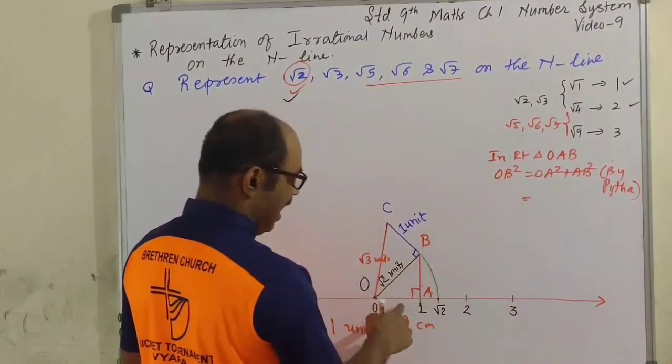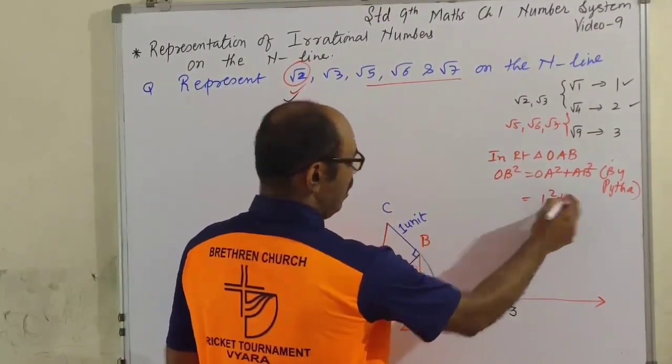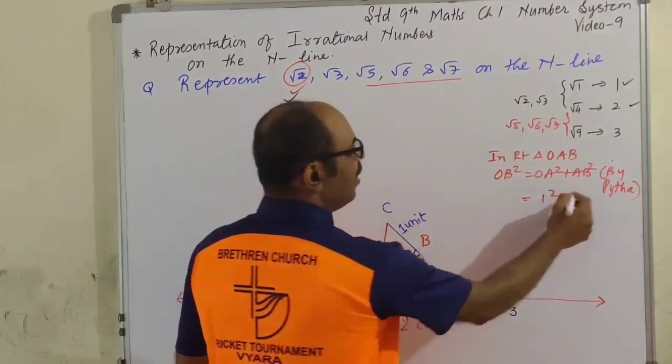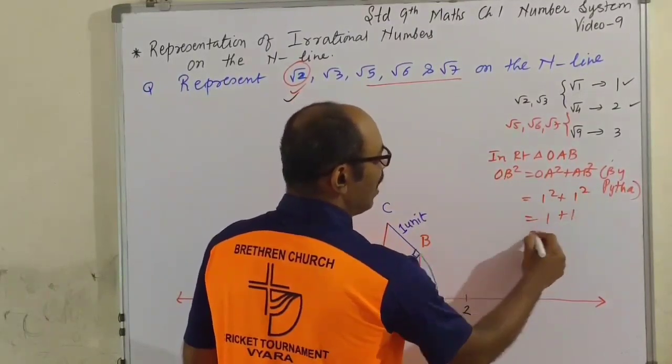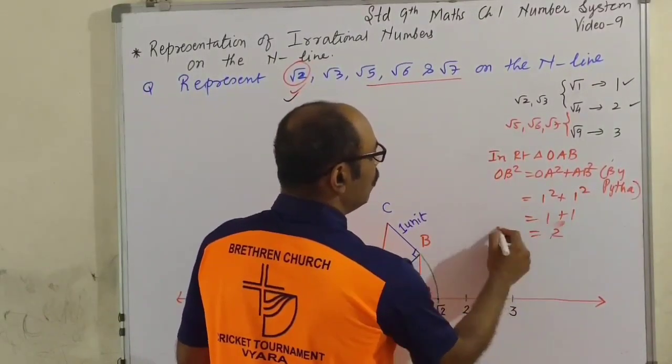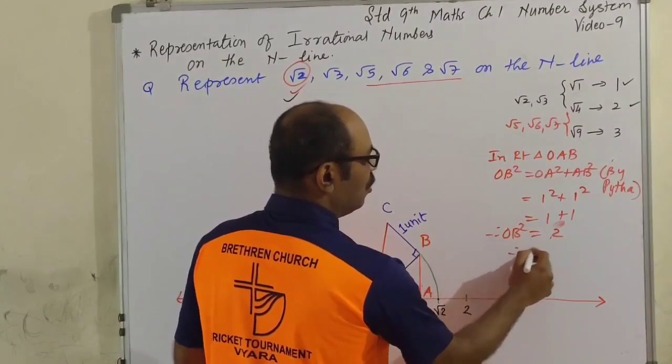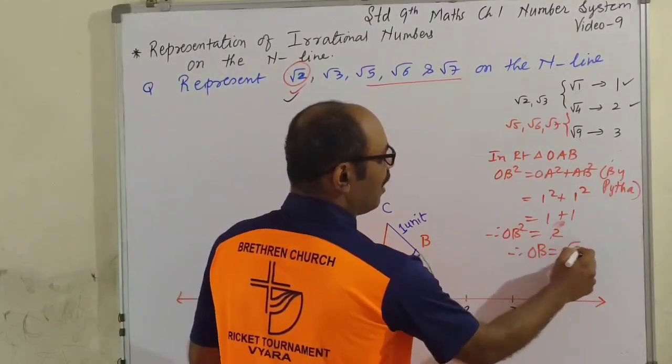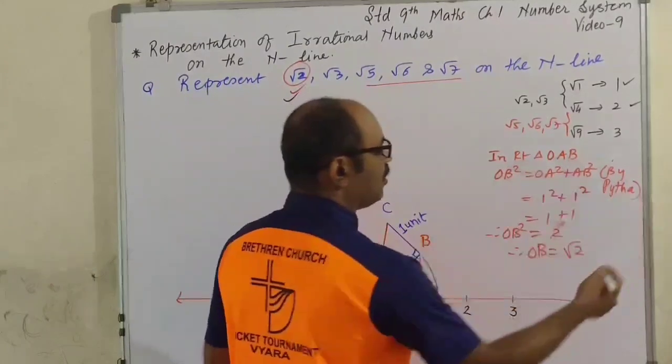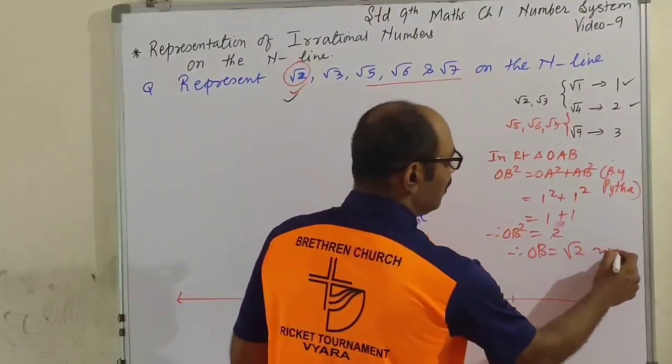Now OA, that is 1 square. AB, that is 1 square. 1 plus 1, that is 2. Therefore, OB square is 2. Therefore, OB is equal to square root 2. I removed the square from here, on the other side it became square root, units.